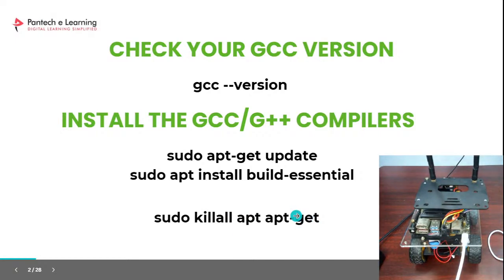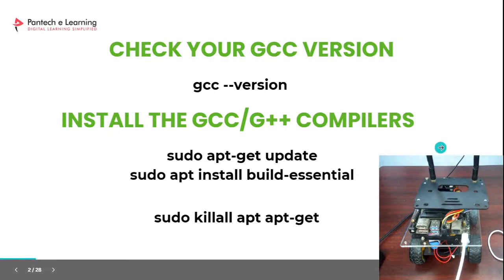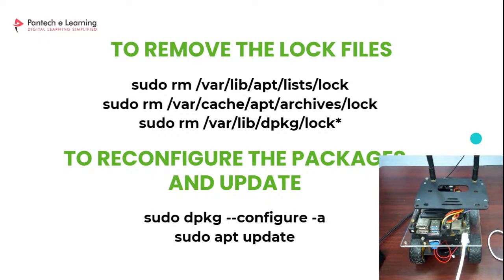Okay, so at last you can go for sudo killall apt and apt-get. This particular command is to install a bunch of packages. So you might see some sort of error about these things. Maybe not, I'm not sure about it, maybe. Some sort of error in the sense of being locked. If you are trying to get rid of that, you can go for these commands.